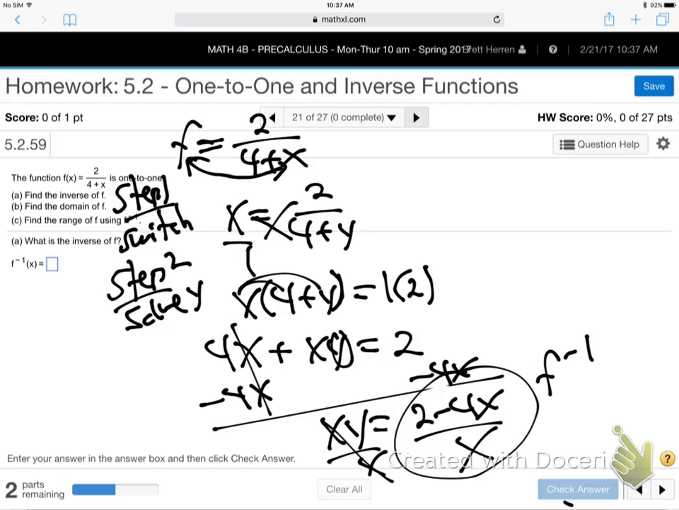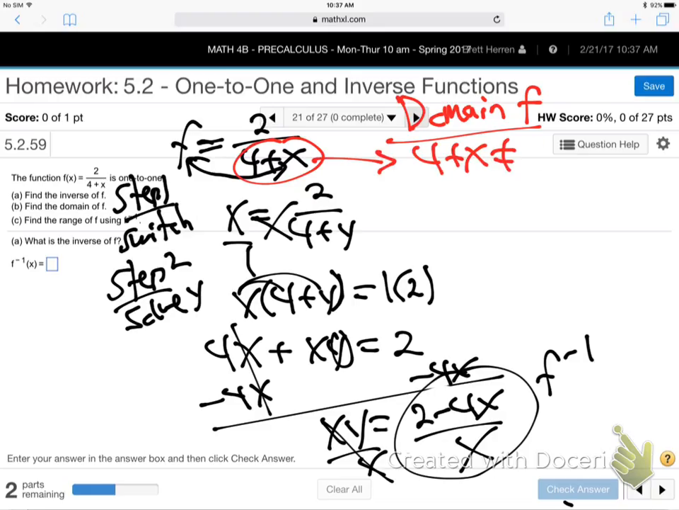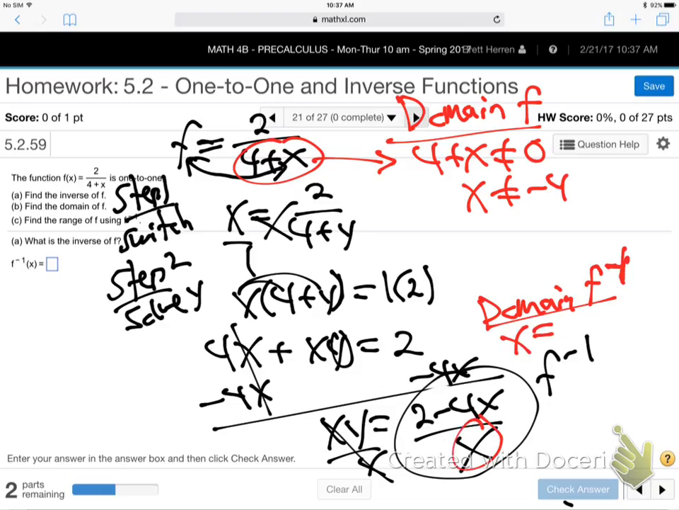Oh, what's the... we can do all the domain and range stuff. So what's the domain of f? The denominator is not equal to 0, so x cannot be negative 4. Anything else is fine, right? That'd be the domain of f. And what's the domain of f inverse? Denominator cannot be 0, yeah.